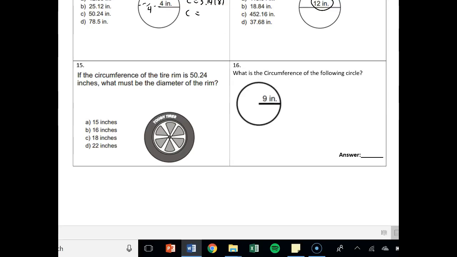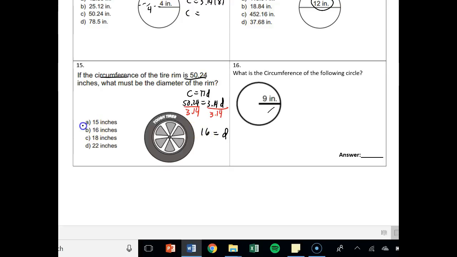And then number 15 says, if the circumference of the tire rim is 50.24 inches, what must be the diameter of the rim? So again, C equals pi d. They're talking about the circumference, and you know what the circumference is, so that means you know 50.24 is equal to C. You know 3.14 is equal to pi. You don't know your diameter. You're just solving a simple one-step equation, dividing by 3.14 on both sides. And your diameter is equal to whatever 50.24 divided by 3.14 is, and that happens to be 16.